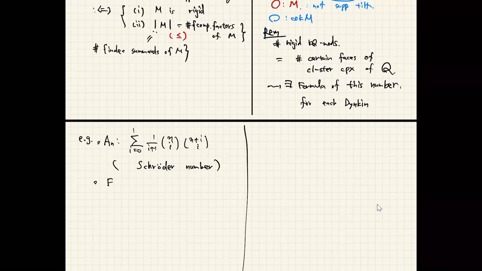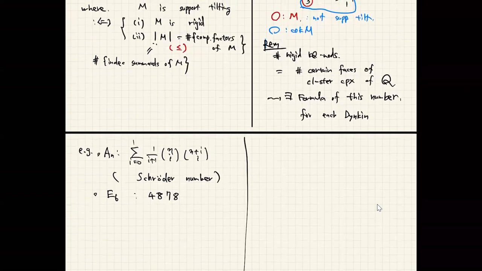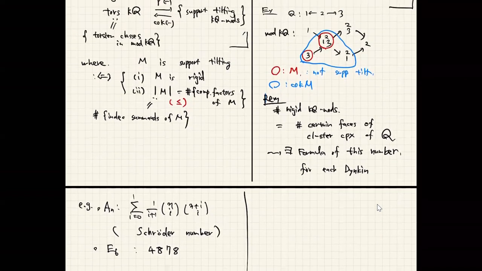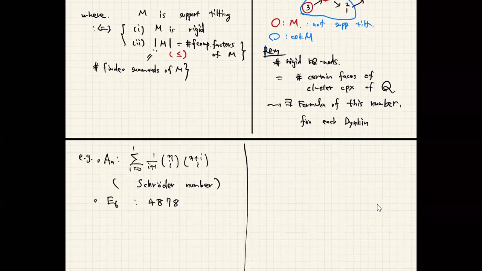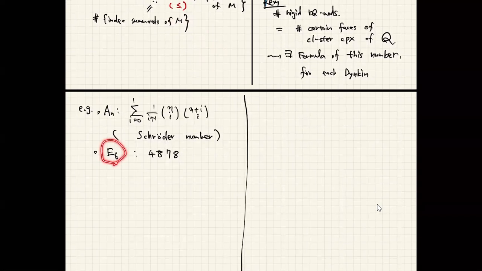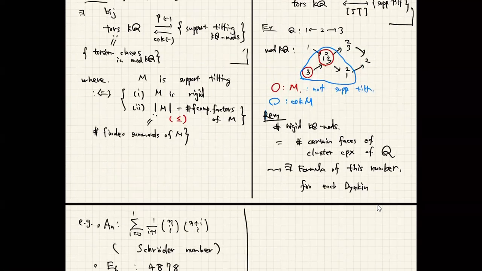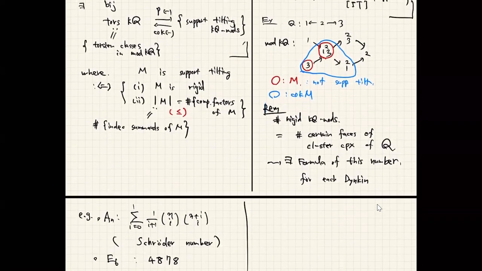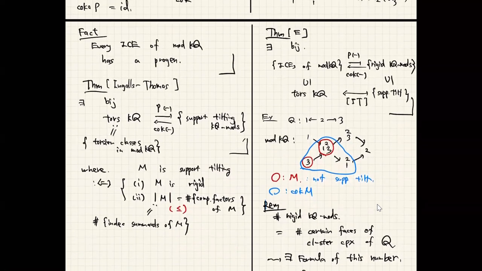For example, for type E6, there are 4,878 rigid modules. So there are 4,878 ICE subcategories in the representation theory of the E6 quiver, and maybe you know this number in the Zoom passcode. So I will speak a little about the proofs.